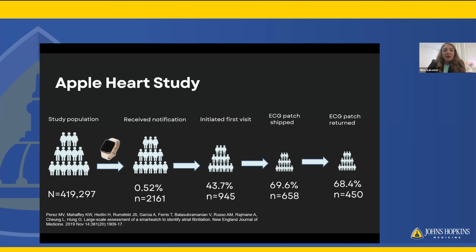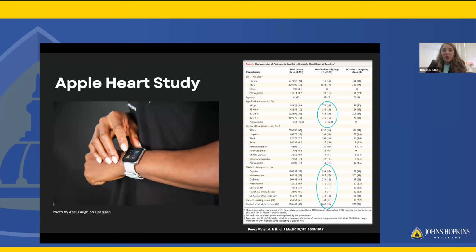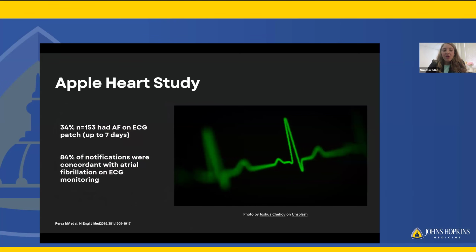And I will show you quickly a huge study where people who were just wearing an Apple Watch, 500,000 people, about 0.5% got a notification that they had atrial fibrillation. And eventually, out of those people who got the notification, only 34% got an actual diagnosis of atrial fibrillation on the patch monitor that they were wearing for 7 days. Now, that doesn't mean that it was all falsely positive, but it means that they may not have been having an AFib episode when they were wearing the patch monitor.